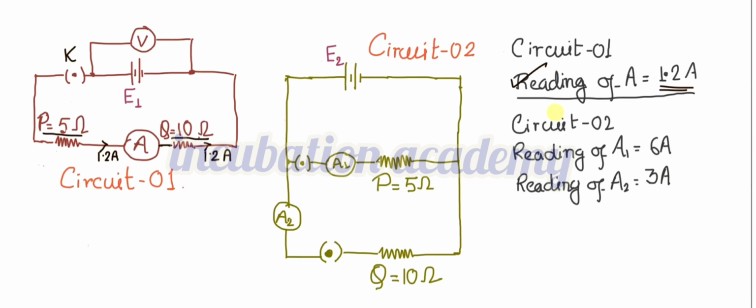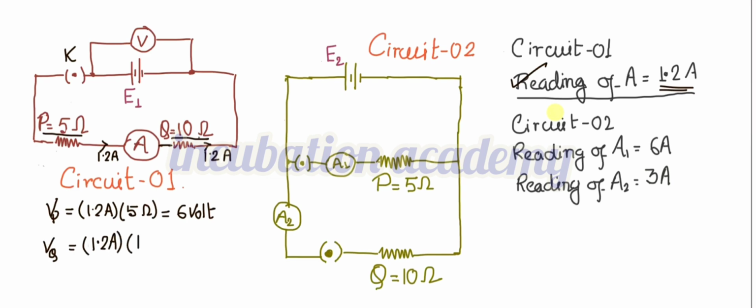Then what is the potential drop across P? The current which passes through P is 1.2 ampere, and the resistance of P is 5 ohm. If you calculate it, you get 6 volt. Similarly, if 1.2 ampere current passes through Q, what is the potential drop across it? That is 1.2 ampere multiplied by 10 ohm, and if you make the product of these two, you will get 12 volt.